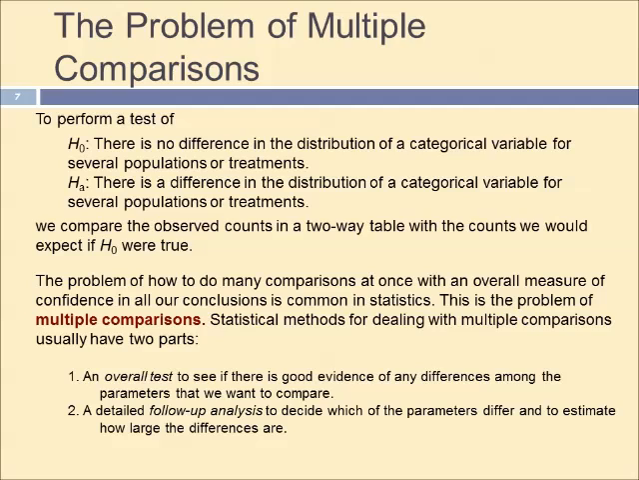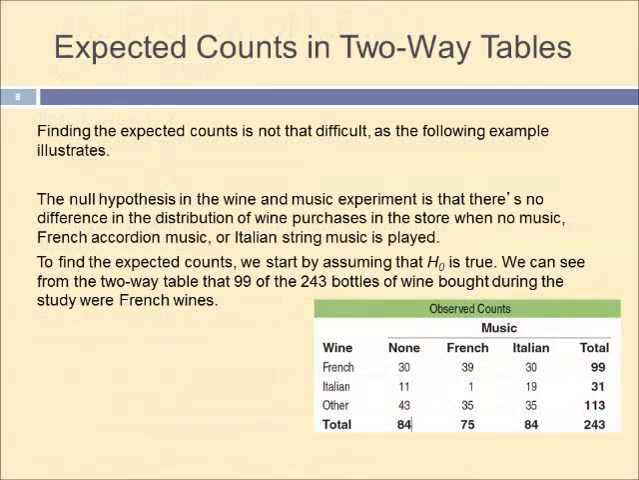If we find that there is a difference somewhere, we want a detailed follow-up analysis to decide which of the parameters differ and to estimate how large the differences are. The overall test in this case uses the chi-square statistic and distribution. Finding the expected counts is not that difficult, and we'll do that here.